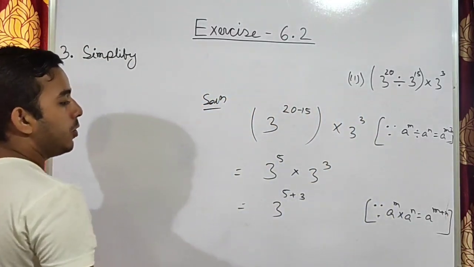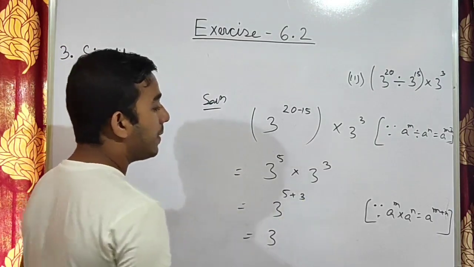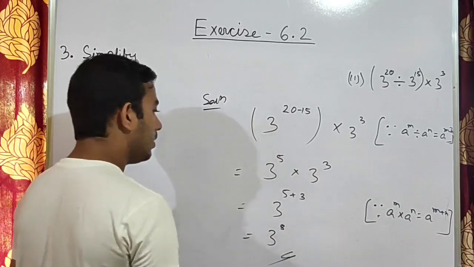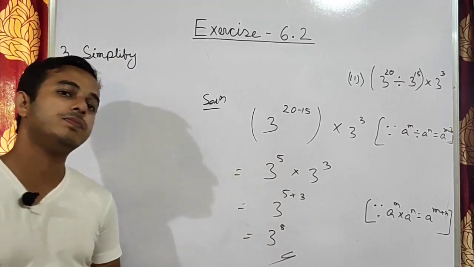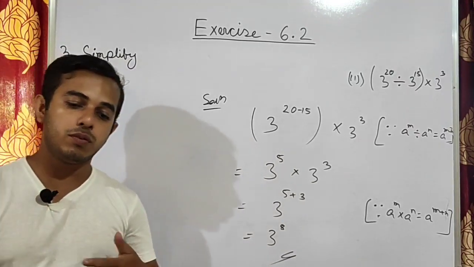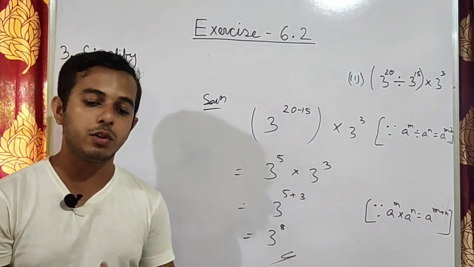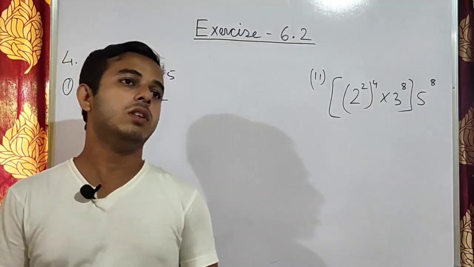Okay. For our next part will be how much? 3, then 5 plus 3 is how much? 5 plus 3, it is 8. So this is the simplest form. Clear? Very good. So now let's move to our fourth question, which is also a simplification one, but I think it will be a bit different type. So let's start our question number 4.